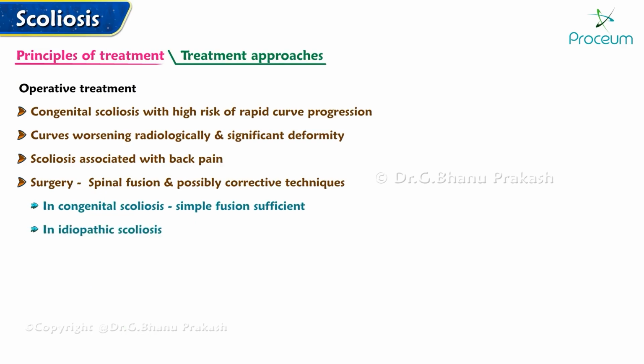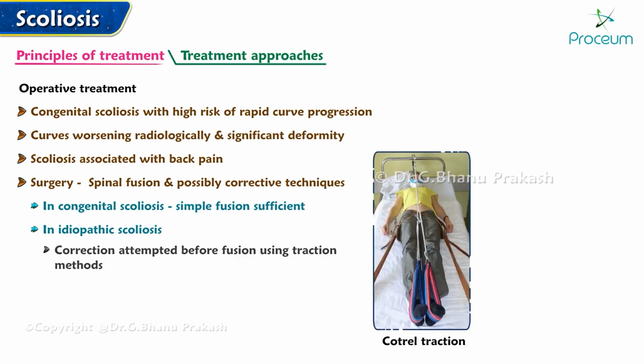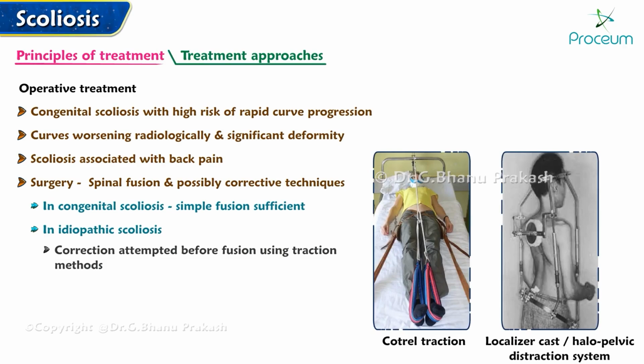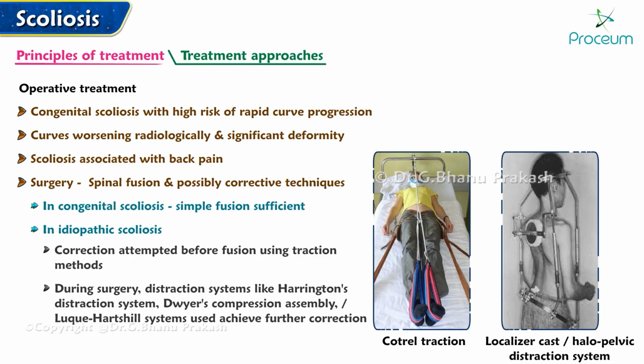In idiopathic scoliosis, correction is attempted before fusion using traction methods, such as Cotrel traction, a localizer cast, or a halopelvic distraction system. During surgery, distraction systems like Harrington's distraction system, Dwyer's compression assembly, or Luque-Hartshill systems may be used to achieve further correction.